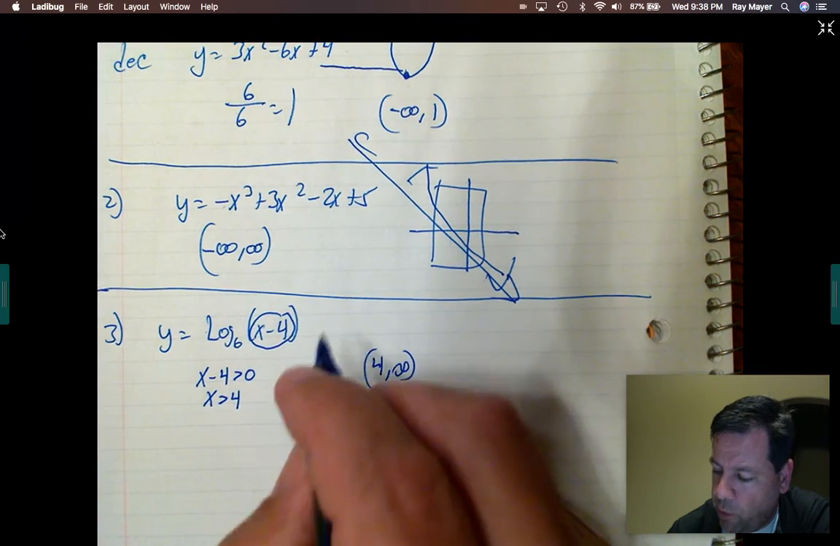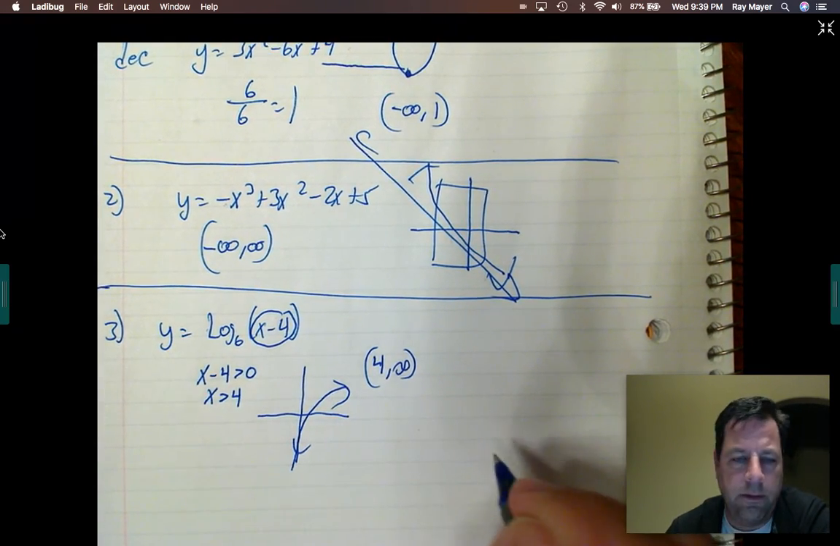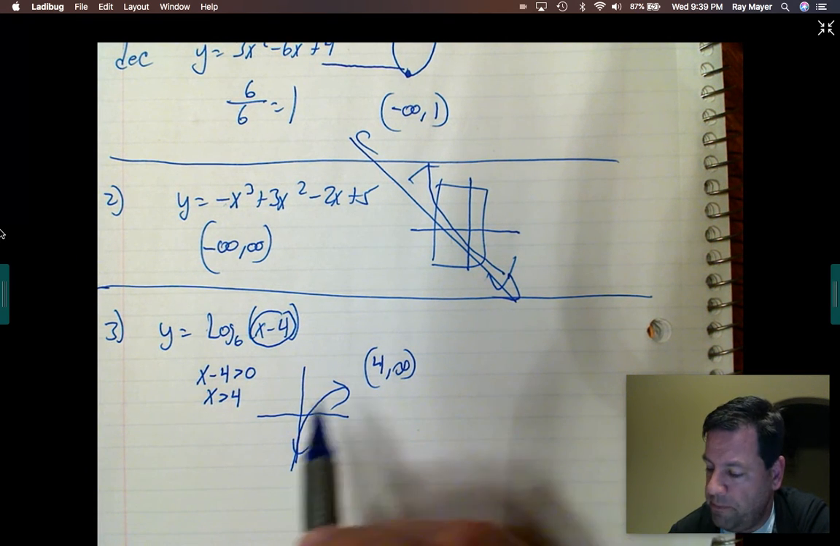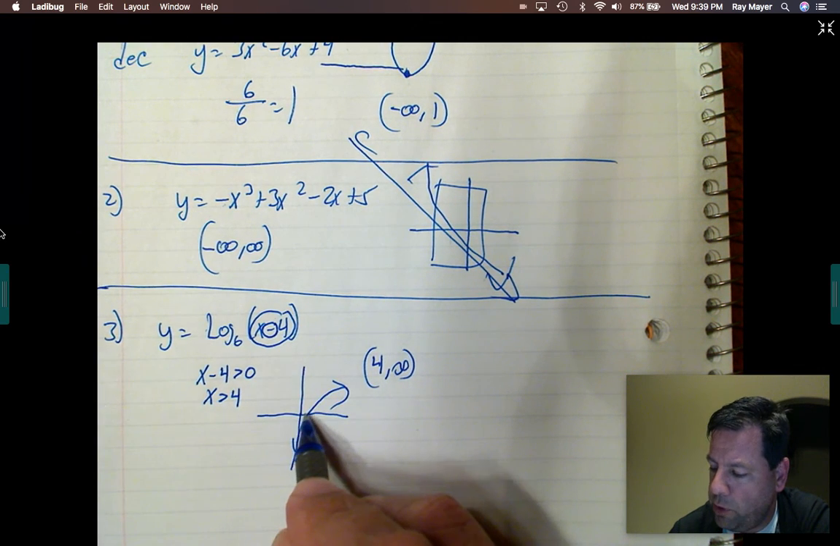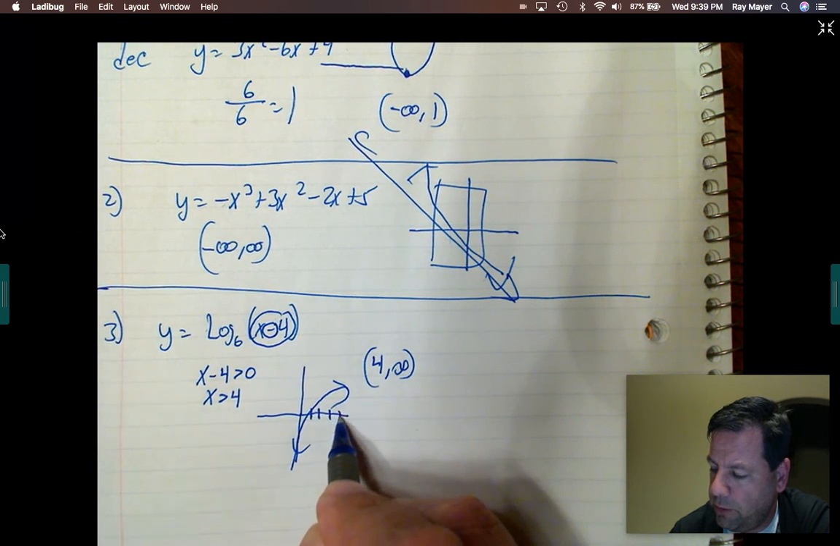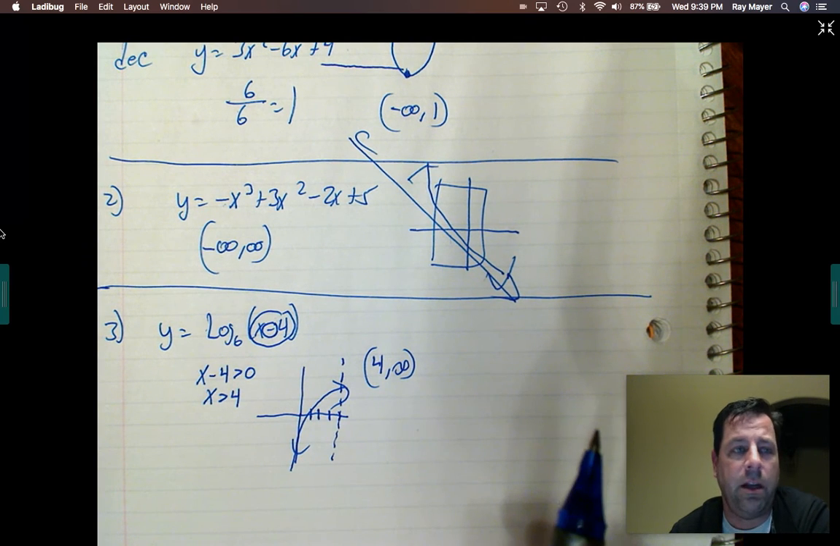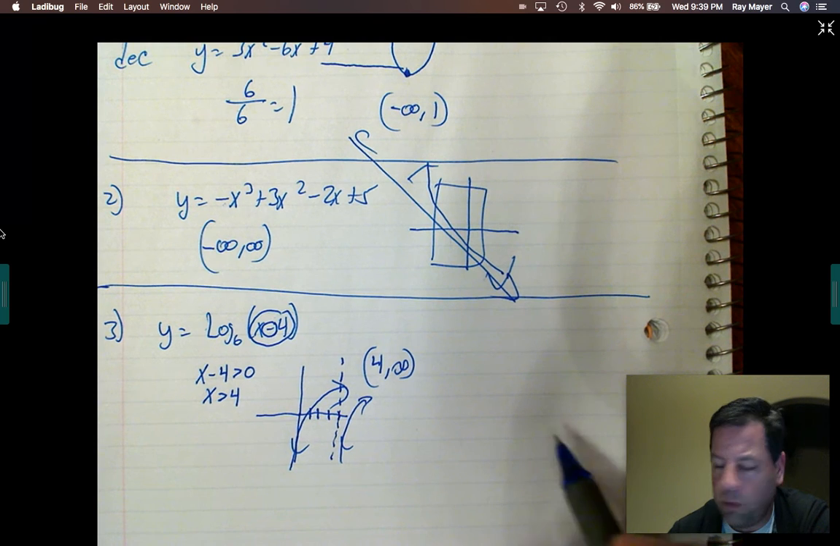Let's think about what the graph is. Logs, they do that. They're kind of the opposite of exponentials, the inverse of exponentials. And this graph gets moved to the right 4 units. 1, 2, 3, 4. And that's my asymptote because it can't touch 4. Because if it's 4, then I'm taking the log of 0. We can't take the log of 0. So that's what this graph looks like. And it's going to go from 4 to infinity.